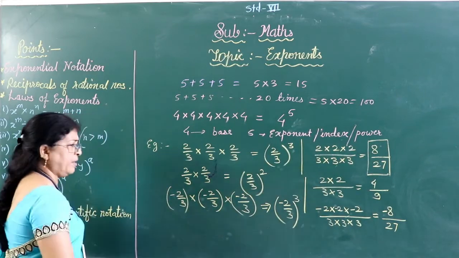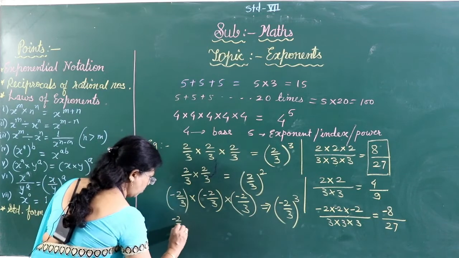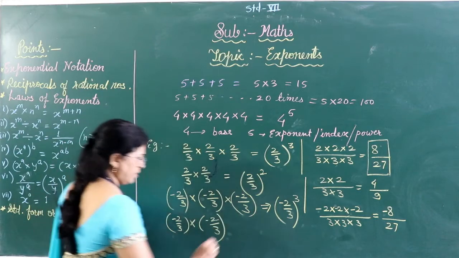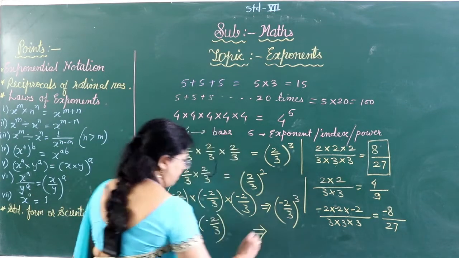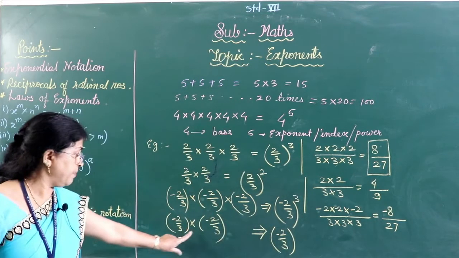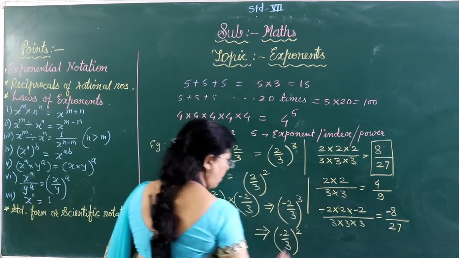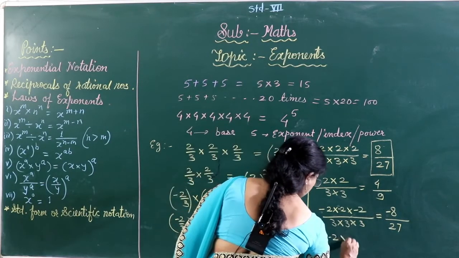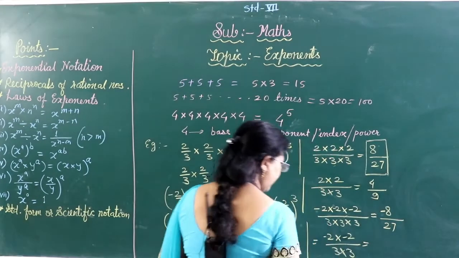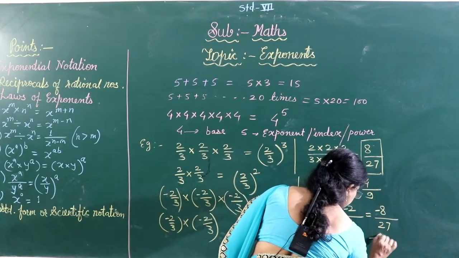Now one more example with an even number of times. Same example, minus 2 upon 3 into minus 2 upon 3, right? Now what are you getting? Minus 2 upon 3 raised to the power 2, since the same number is repeating 2 times. So how will you solve it? Minus 2 into minus 2 and 3 into 3. So what answer will you get? Minus 2 into minus 2 you will get 4, right?